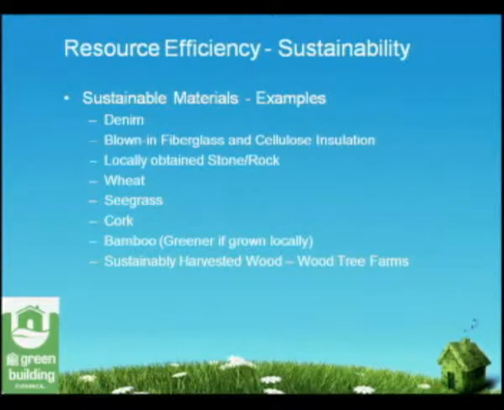Products that we ship from other parts of the country or other parts of the world, even though they might be considered green in that country, once you put them on a boat or a truck, they're not considered as green because all that shipping obviously creates particulates in the air and pollution. So we want to really look at taking products locally rather than buying products from other parts of the country. Wheat, seagrass, cork, bamboo.